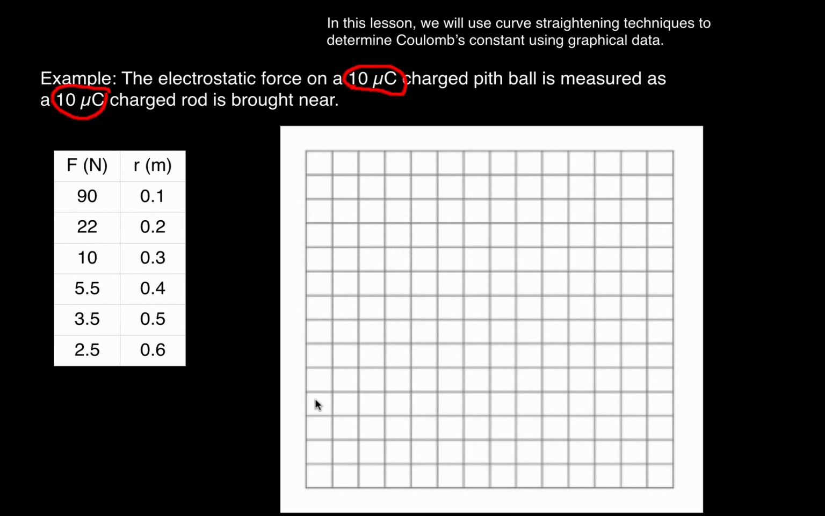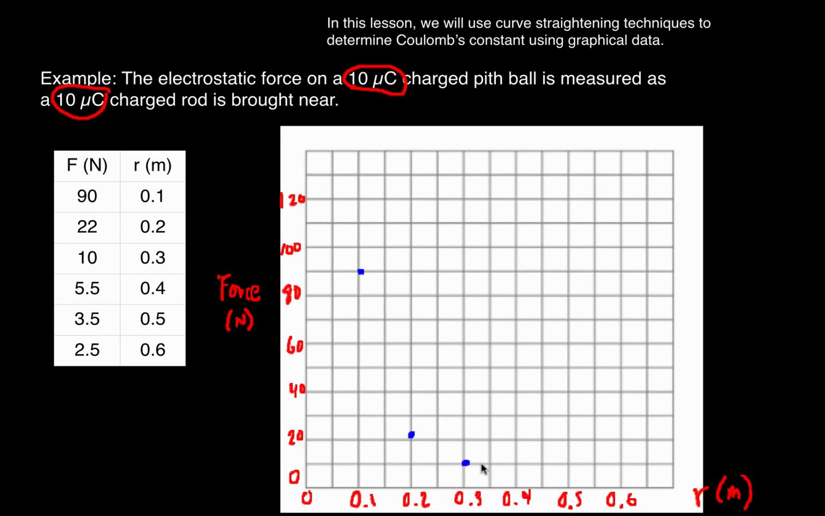So we start by plotting the data on a graph. Force is on the y-axis, and the distance between them is on the x-axis. When you connect the data points, we see a curve that drops down increasingly towards the x-axis. This graph demonstrates the inverse square shape.